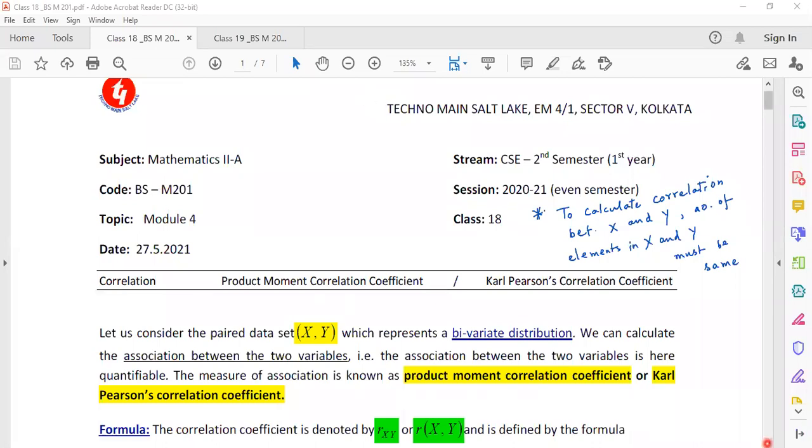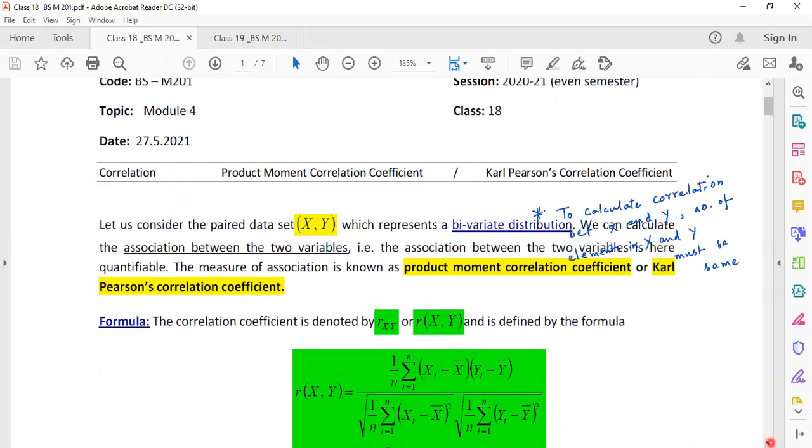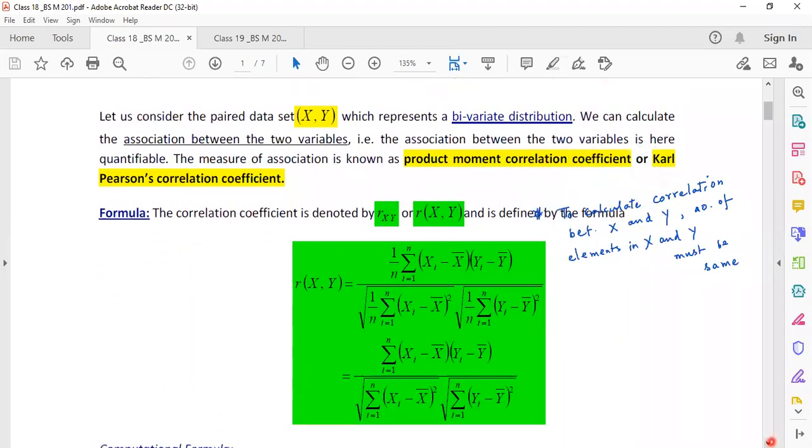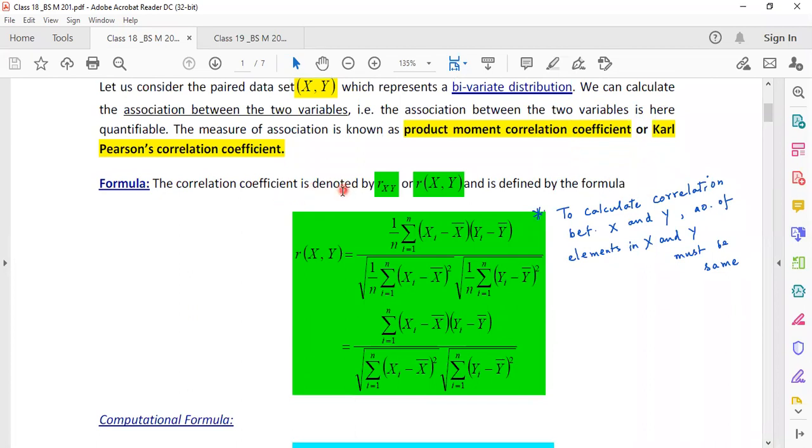Let me scroll down a little bit. This is the formula for calculating the correlation coefficient. The correlation coefficient is denoted by Rxy. There are two notations. One notation is you can write R, and in the suffix you can write capital X, capital Y. It is not a product which I have written over here. It is not X into Y. It is not X intersection Y. It is not X comma Y. We will read it as just XY. Or you can write R, and inside the bracket you can write X comma Y.